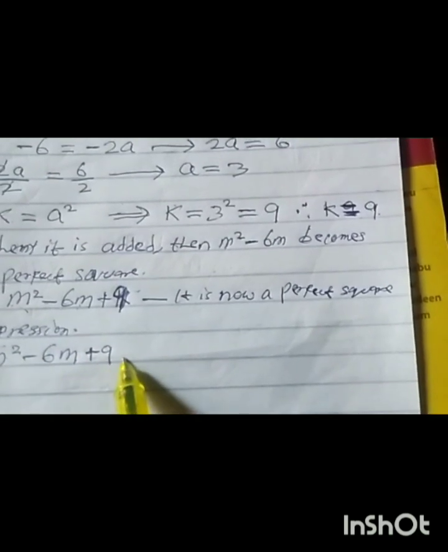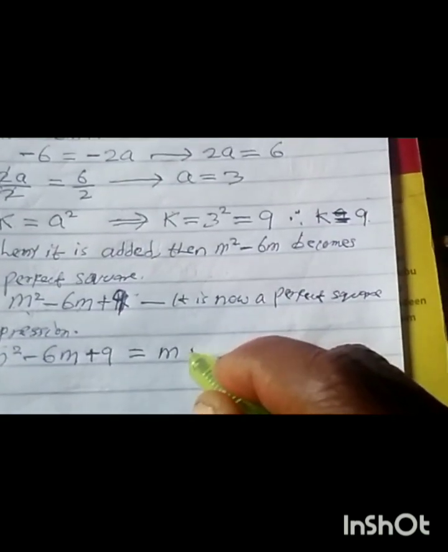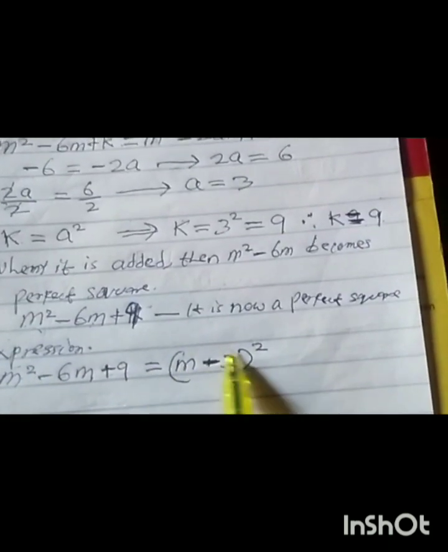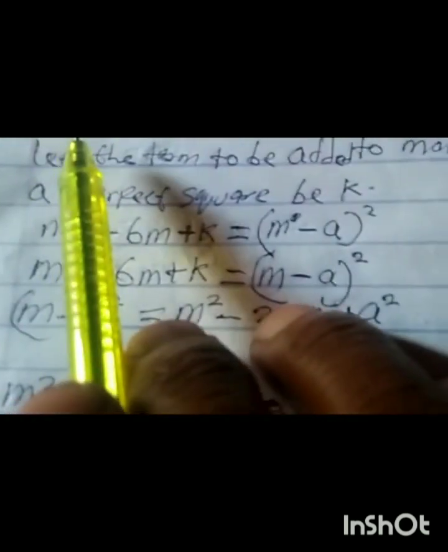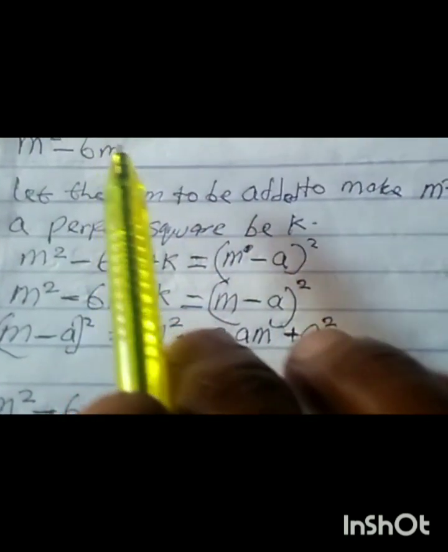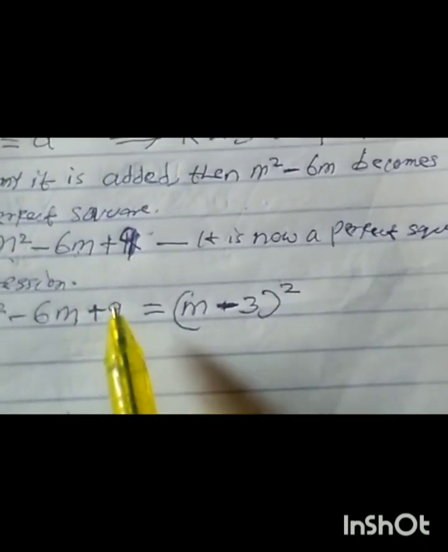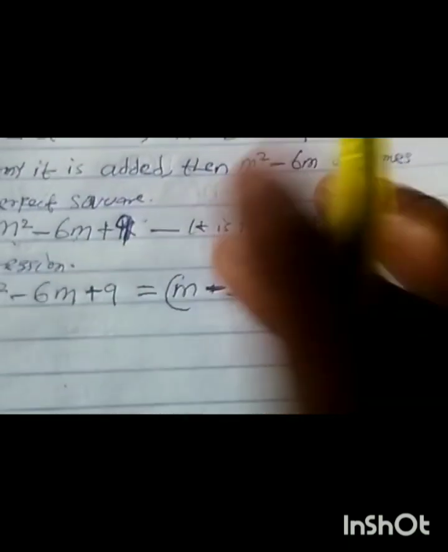So now if we factor this expression, we are going to have m minus 3 squared, right? If you expand it, it gives rise to this. So for m squared minus 6m to be a perfect square, the term that must be added to it is 9, right? So in this case, m squared minus 6m plus 9 is now a perfect square. If you factor it, it will give you m minus 3 squared. That is what I'm trying to say. You can check it.